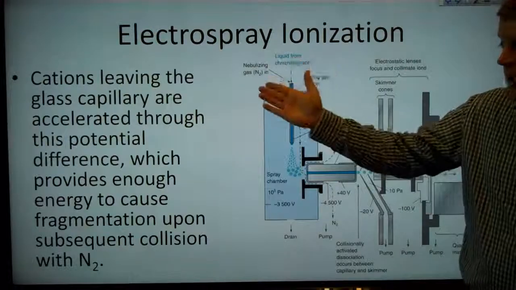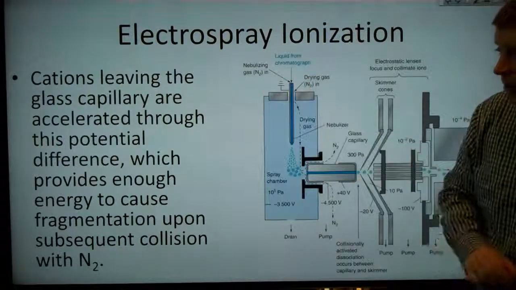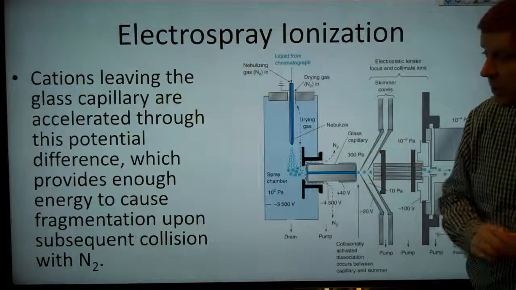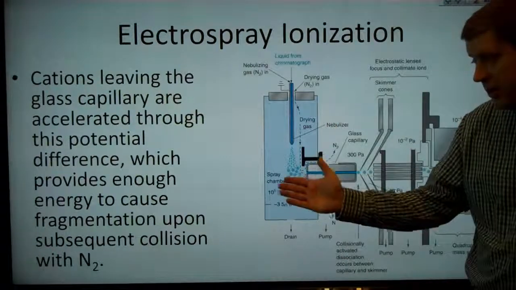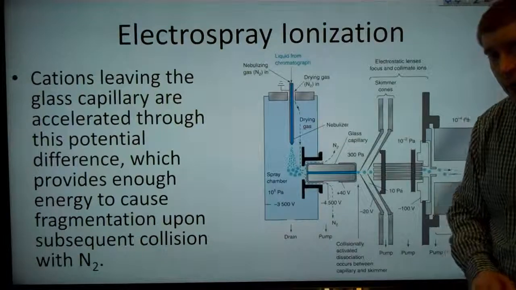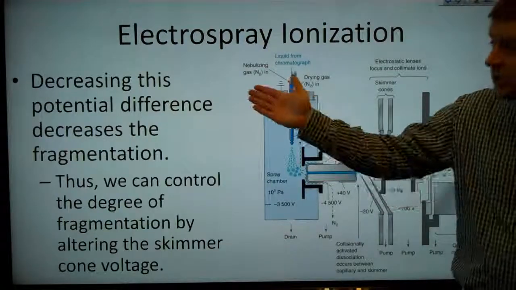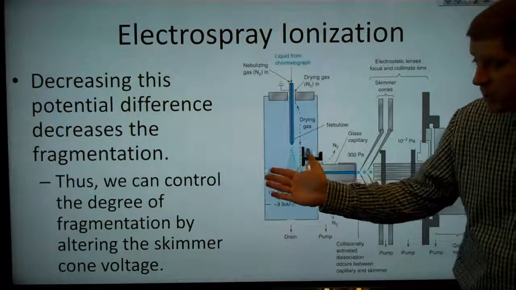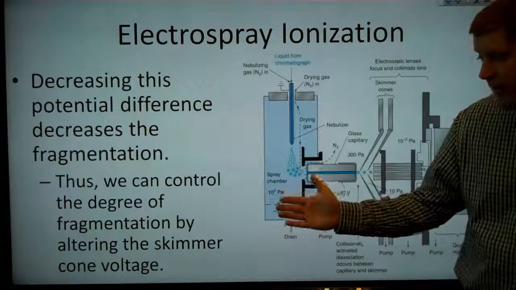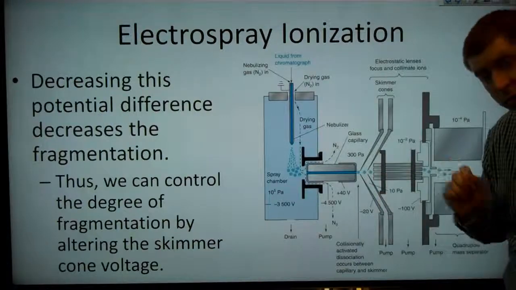And cations leaving the glass capillary are accelerated through this potential difference of around 60 volts, which provides enough energy to cause fragmentation upon subsequent collision with our nitrogen molecules. And decreasing this potential difference then decreases the fragmentation. So we can control the degree of fragmentation by altering that skimmer cone voltage.